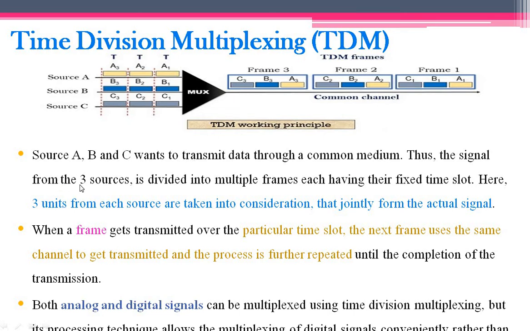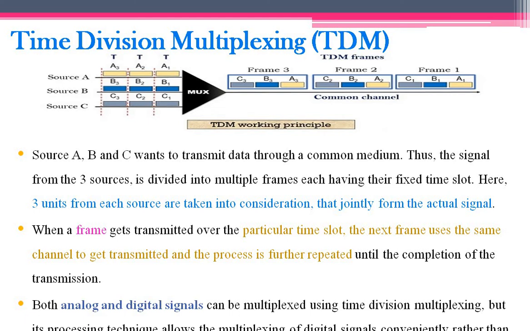Thus the signal from the three sources is divided into multiple frames, each having a fixed time slot. Here 3 units from each source, source A, source B and source C, are taken into consideration and jointly form an actual signal. These 3 form an actual signal and they are transmitted through a particular frame. When a frame gets transmitted over a particular time slot, the next frame uses the same channel to get transmitted and the process is repeated until the completion of the transmission. Is this true or not?